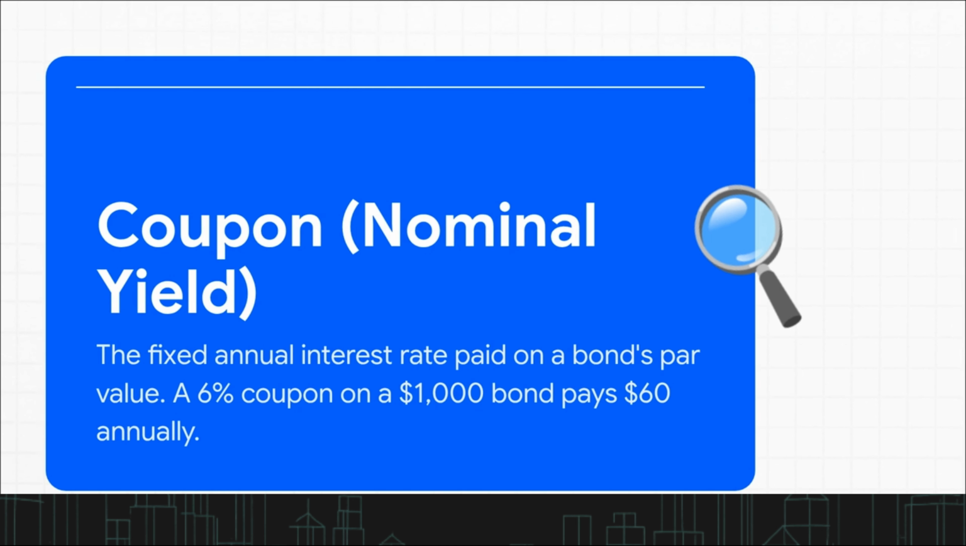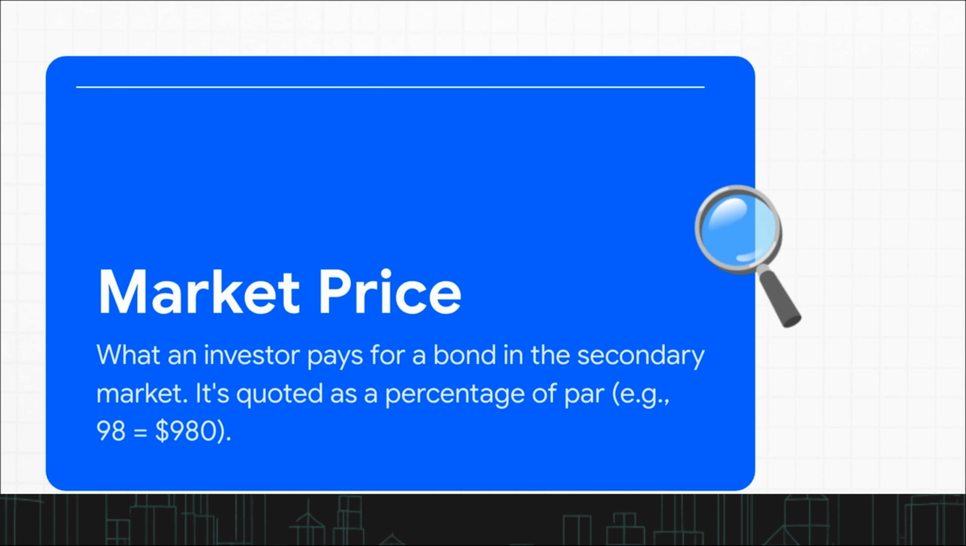Okay, next up we've got the coupon, which is also called the nominal yield. This is just the fixed interest rate the bond pays every single year. So if we have a 6% coupon on our $1,000 bond, it's going to pay $60 in interest every year. And here is the most important part: that coupon percentage is locked in the day the bond is issued. It never ever changes.